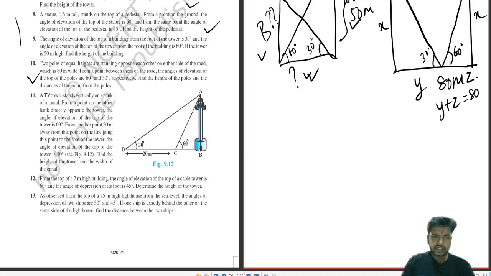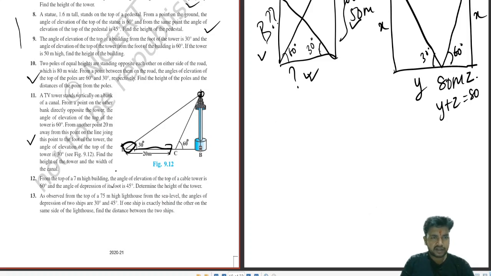That means, suppose we are sailing on this boat. Okay, at that time the angle of elevation is 30 degrees from this top. Now after 20 meters of sailing, the angle of elevation is 60 degrees. So basically we have to find the height of the tower and the width of the canal. We have crossed the canal. Okay, so this type of sum has also been dealt with before.